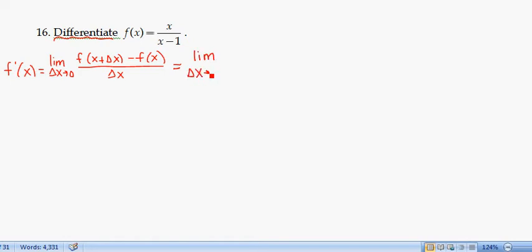Okay, so we have the limit as delta x goes to 0. And for f of x plus delta x, everywhere we had an x, we're replacing it with x plus delta x, right? That's function notation. That's what it means to find f of x plus delta x. So this is going to be x plus delta x over x plus delta x minus 1. And we're subtracting off the actual original function, and all of this is divided by delta x.